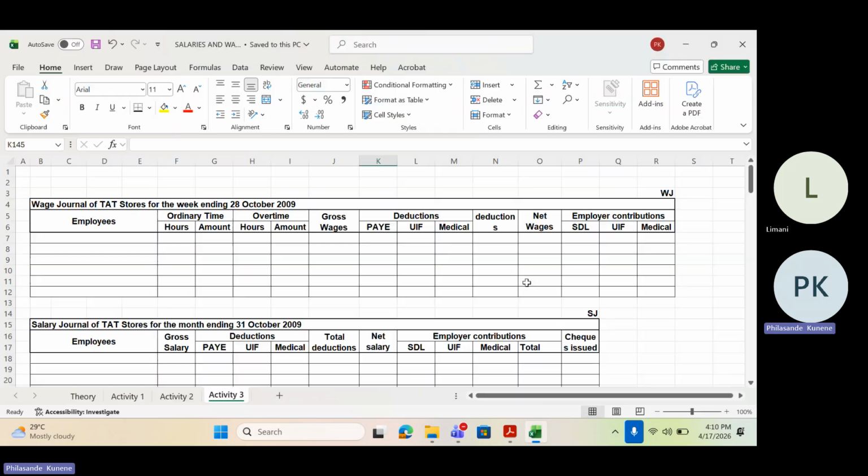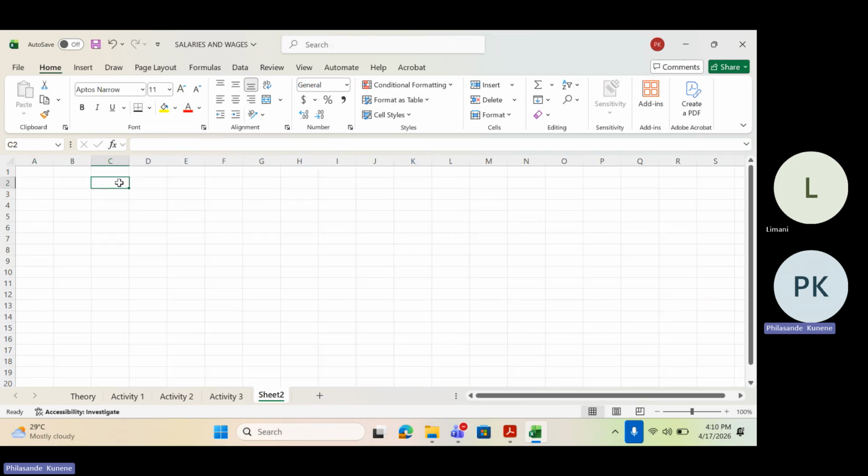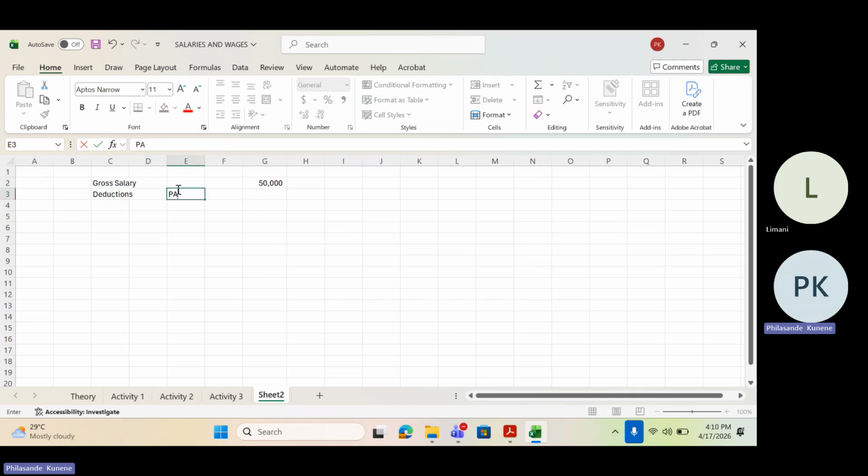So now you can earn, for example, let's say your gross salary is 50,000 rands. If you're earning a gross salary of 50,000 rands per month, this is not the amount of money that will go to your bank account. No, right? We still need to subtract deductions, and those deductions will be, first, Pay As You Earn, maybe 10,000. That is going to be your tax.